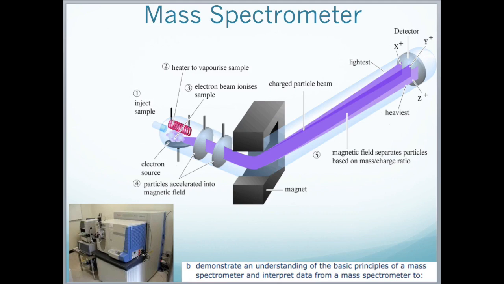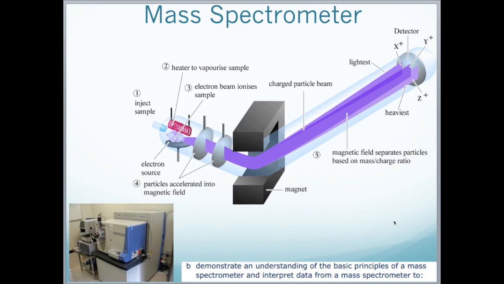Let's now look at the mass spectrometer. As I've already mentioned, we can use this to measure the masses of atoms, molecules, and fragments of molecules. This is a diagram of what goes on inside a mass spectrometer.